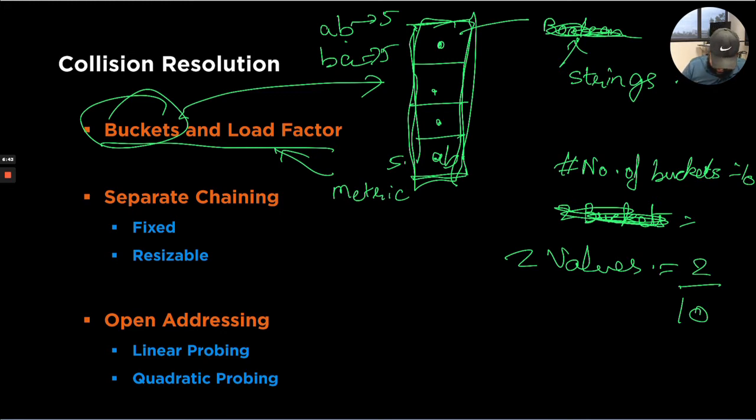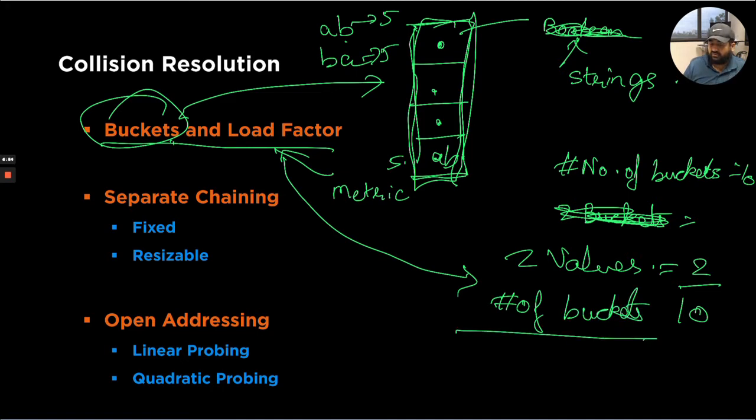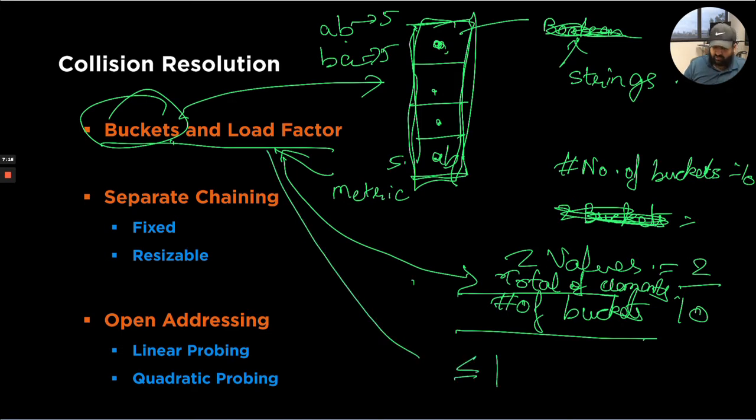But the idea of load factor will always remain the same, which is the total number of elements that are filled divided by the number of buckets. Essentially, if the bucket allows us to store exactly one element, then this load factor has to be less than 1 always. It has to be between 0 and 1.